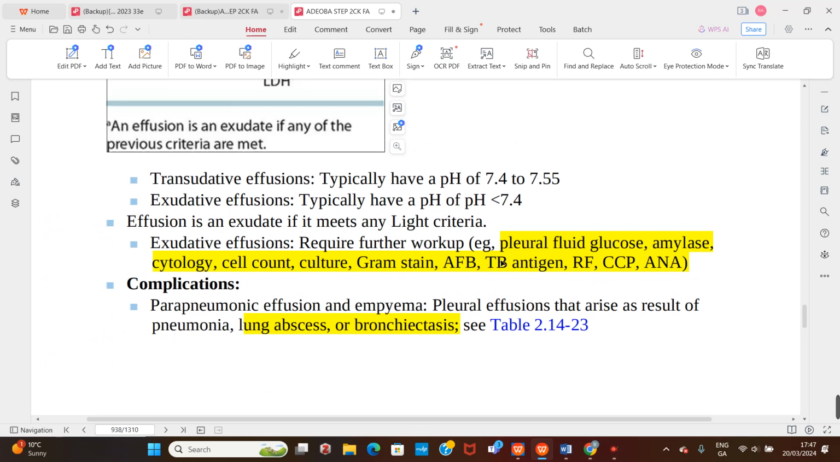So these are the other things you want to do: the glucose and the amylase. If amylase is elevated, anybody knows what we are going to be thinking of?